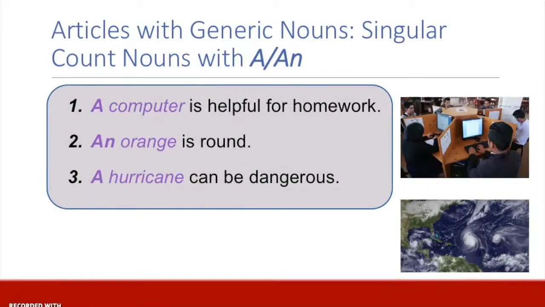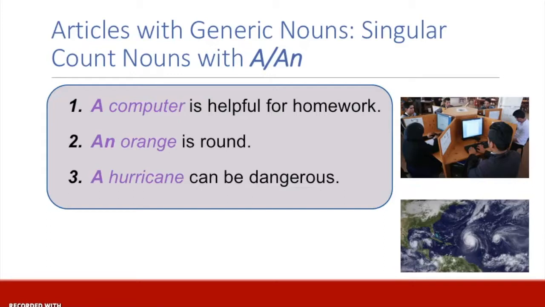Let's look at some more examples. So singular count nouns with a or an that are generic. A computer is helpful for homework. So in this example, we're not talking about only one computer or a specific computer. This is a general statement about computers in general. An orange is round. So also in this example, we're not talking about only one orange or a specific orange. This is talking about oranges in general.